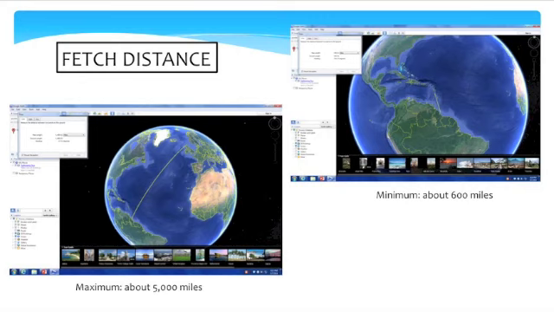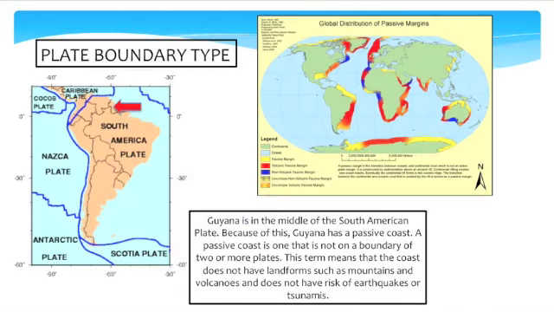The fetch distance is the distance over which wind blows, which we learned about in class. Using Google Earth, I found that the maximum distance is about 5,000 miles, while the minimum distance is only about 600 miles. Okay, next is plate boundary type.